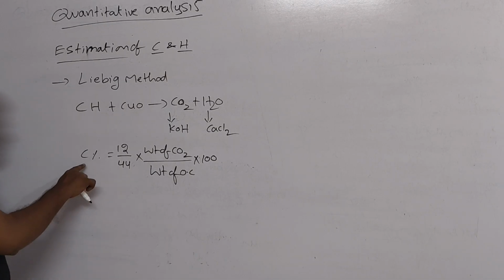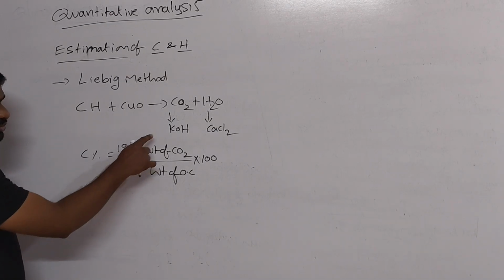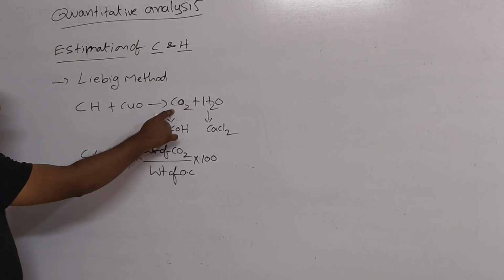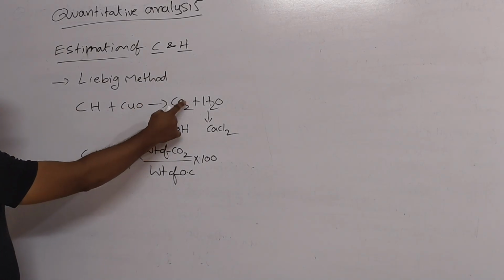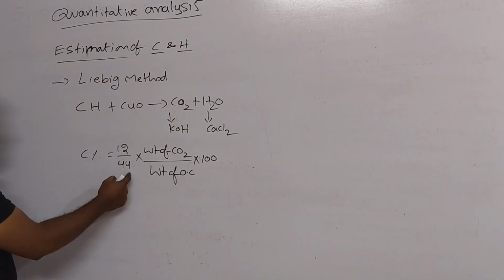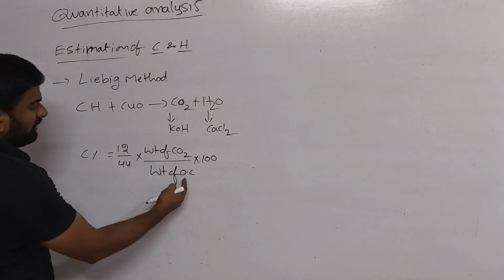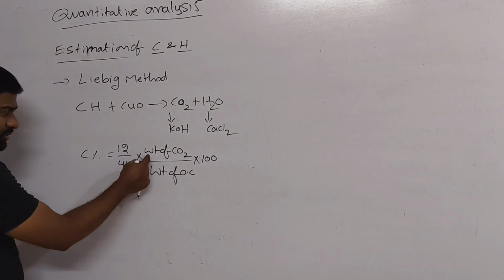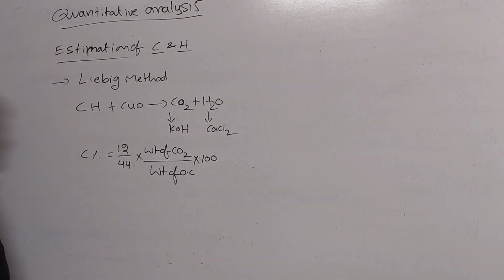So carbon percentage is equal to, in CO2 one carbon atom only, so 12, CO2 molecular weight 44, so 12 by 44 into weight of CO2 by weight of organic compound. If you know these two values, we can calculate the carbon percentage.